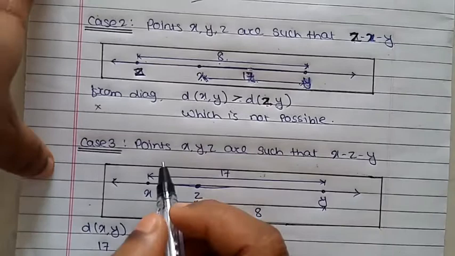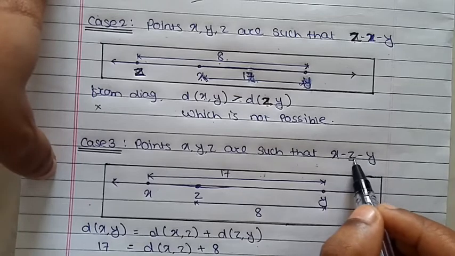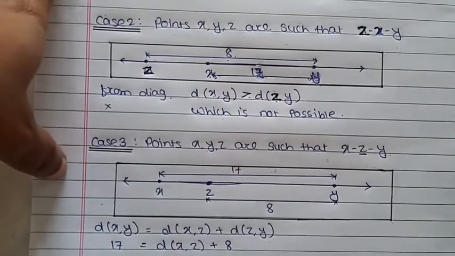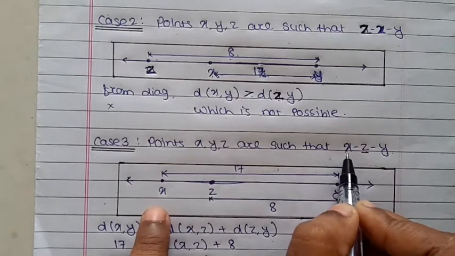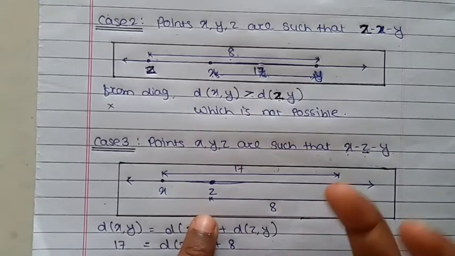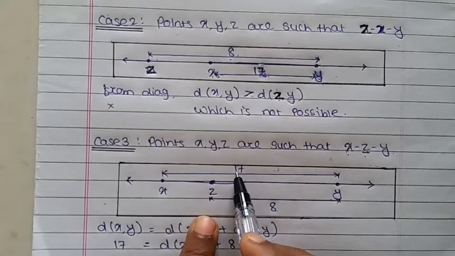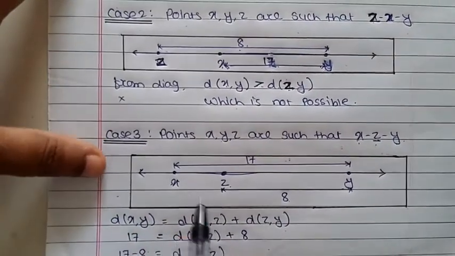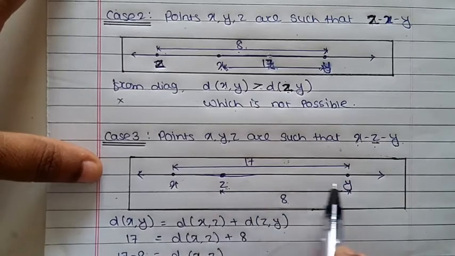The next case is what? Points X, Y, Z are such that X-Z-Y. That means Z is between X and Y. Then draw a line according to this case. The first letter is X, then after that Z, then after that Y. Then we know two values: distance between Y and Z is 8, and distance between X and Y is 17. So how to calculate the X and Z distance? Just apply one formula. Distance between X and Y is equal to distance between X and Z plus Z and Y.